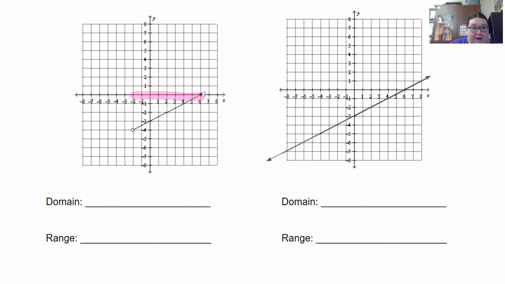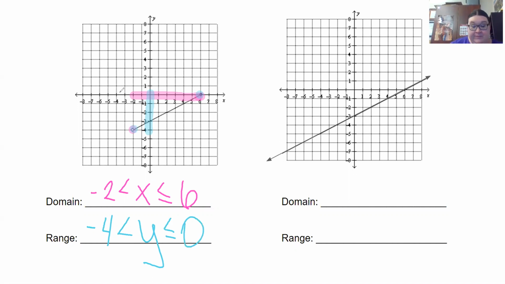x-axis, look at how wide the graph is, and this one's open and this one's closed. So we would include the equal to on the 6, but not on the -2. So -2 is less than x, which is less than or equal to 6. Then we would do the same thing for y, from bottom to top. Again, the top point is closed, the bottom point is open. And so y has to be greater than -4, but less than or equal to 0.